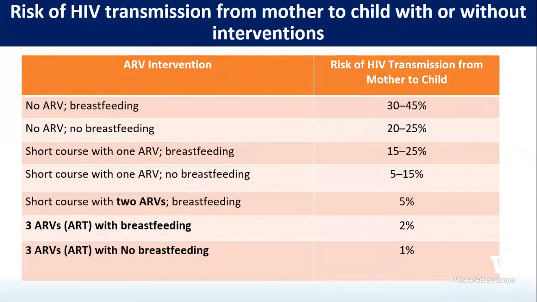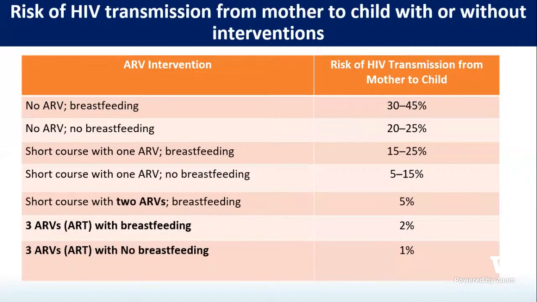You all must know that we were giving the ARV to the HIV positive mother at the time of delivery and were covering the baby. The short course with one ARV and no breastfeeding reduced it further to 5 to 15%. It has been found that short course with two ARVs and breastfeeding can reduce it to 5%. With the treat-all approach that we have now, we are covering all the pregnant women with three ARVs. It can further reduce to 2% even if breastfeeding is continued. And with no breastfeeding, it can further reduce to 1%. So these are the statistical risks of HIV transmission from mother to baby in the various scenarios.